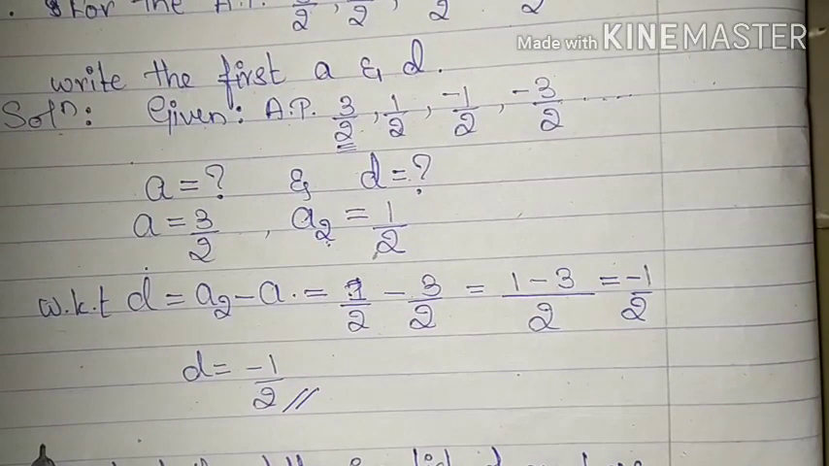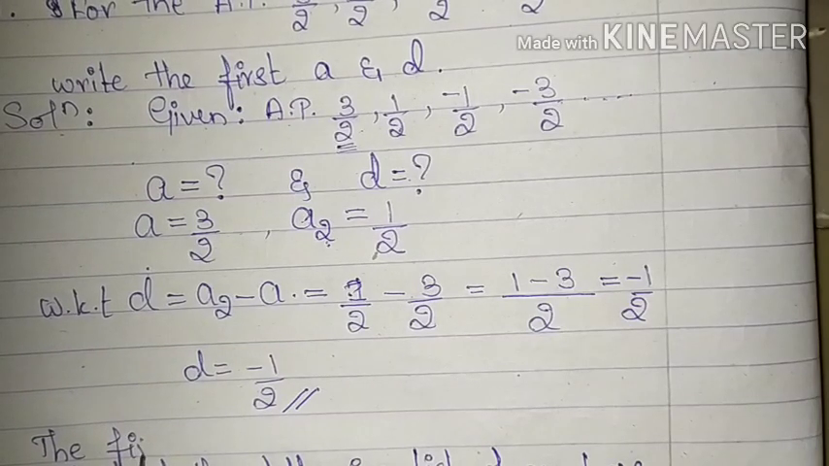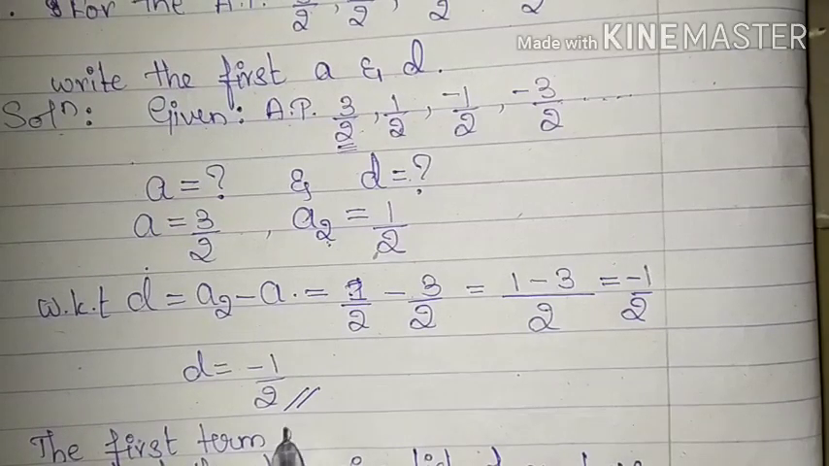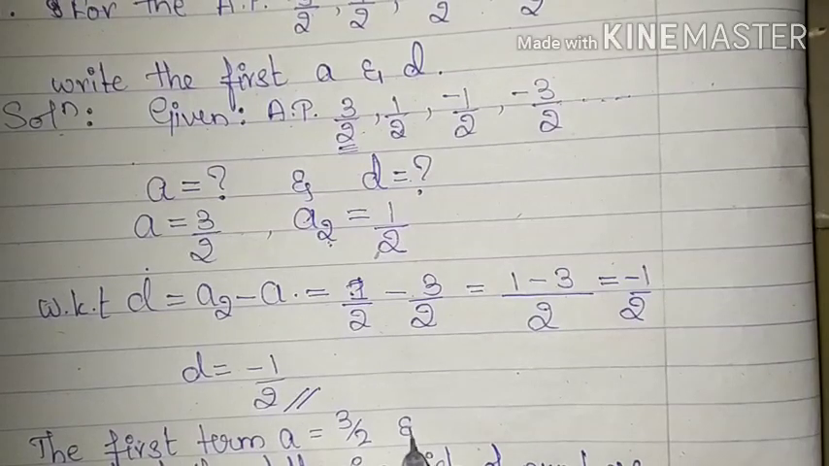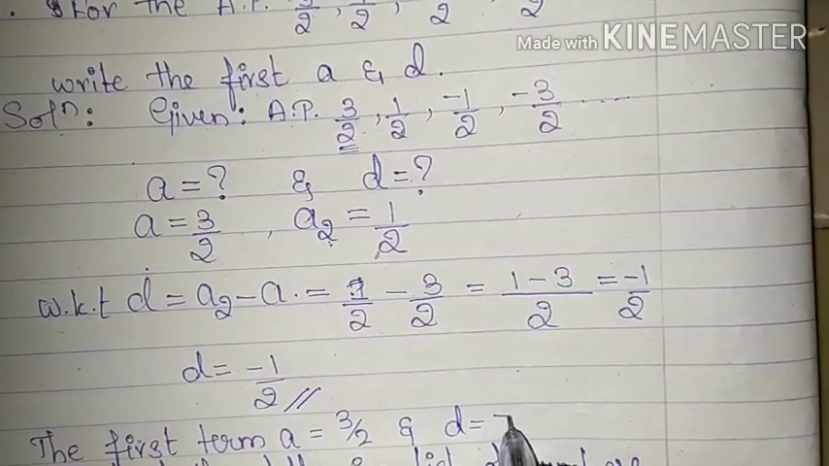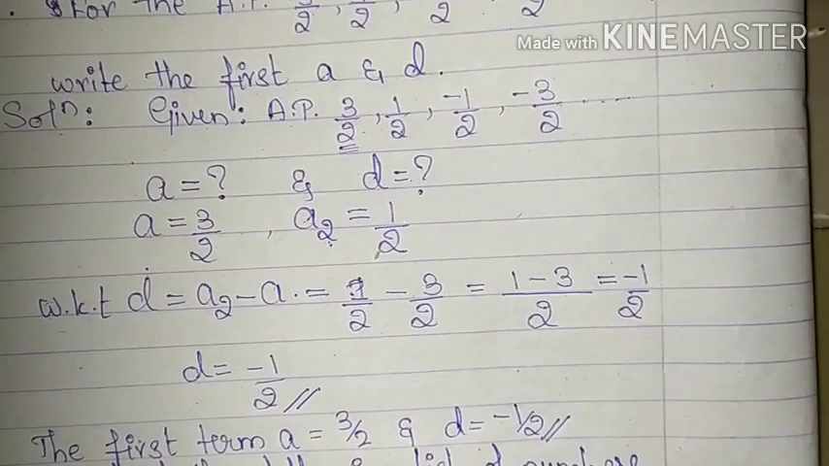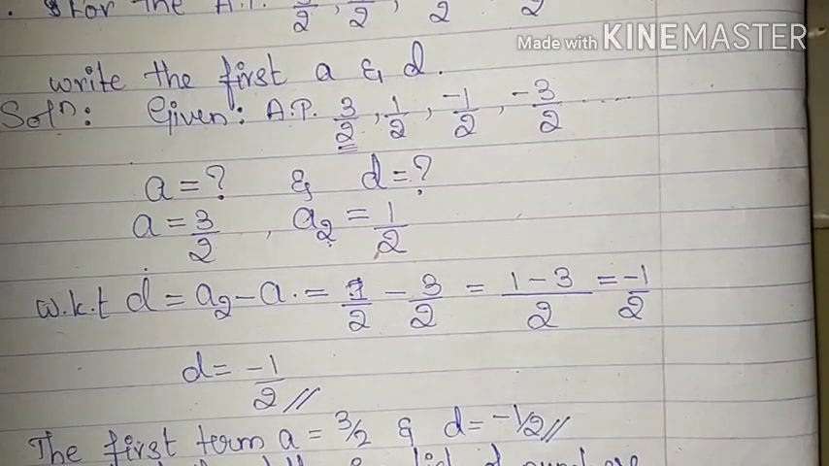The first term A is equal to 3 by 2 and D is equal to minus 1 by 2. Remember children, you always have to write the solution or your final answer in a proper sentence. Okay.